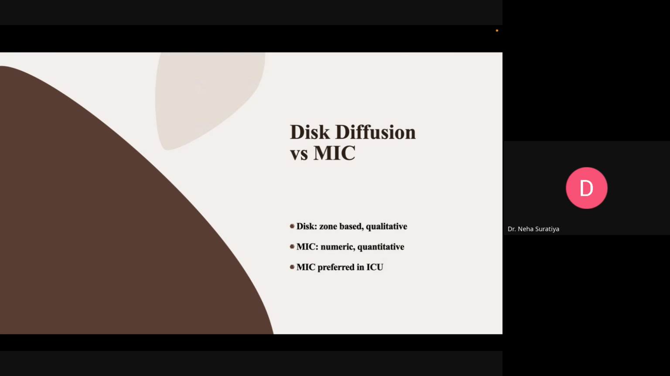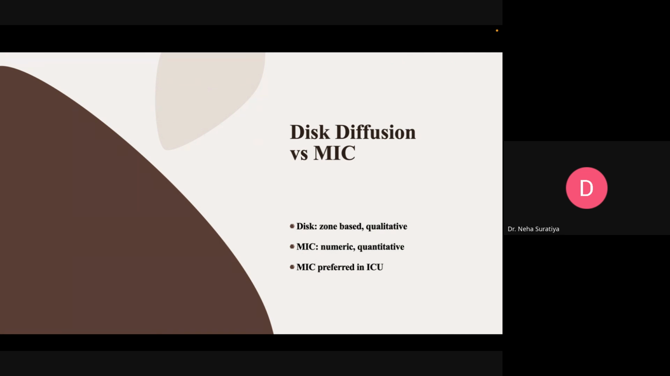In severe infections like sepsis or ICU cases, in all the ICU cases, these MIC based decisions are more reliable. We need the minimum inhibitory concentration as a number. We need quantitative results, and not the disk based alone, which is zone based and qualitative. In your AST report, you will sometimes have both. But as I told you earlier, in cases of sepsis and ICU cases, these MIC based decisions are more reliable, and these are the two main methods I will consider for all your antibiotic susceptibility testing, AST.